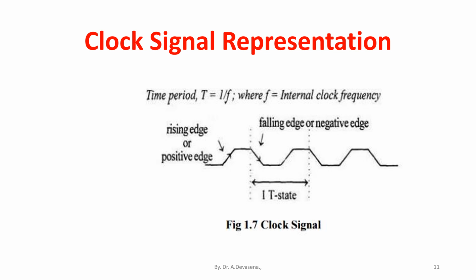Clock signal representation is shown here. Time period T is equal to 1 by F, where F is the internal clock frequency. The clock signal comprises a rising edge or positive edge and a falling edge or negative edge. One T state comprises both a rising edge and a falling edge. This is represented in this diagram.